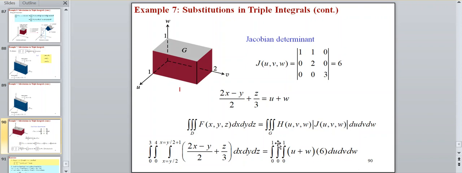And this is the description of region G in u, v, w. U from 0 to 1, v from 0 to 2, and w from 0 to 1. Okay, now we are going to calculate this. I'm going to do it for you.